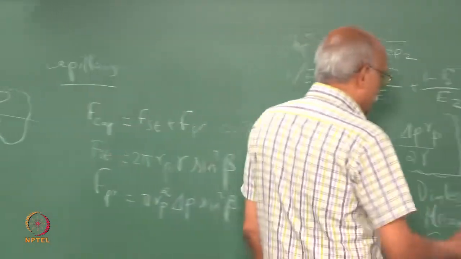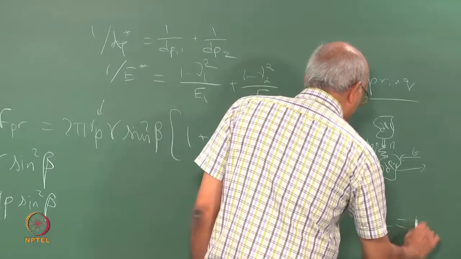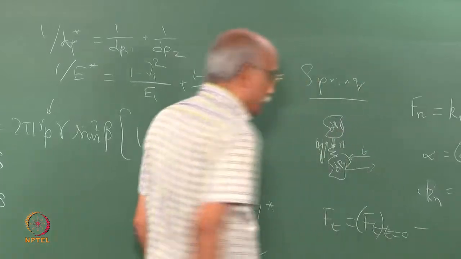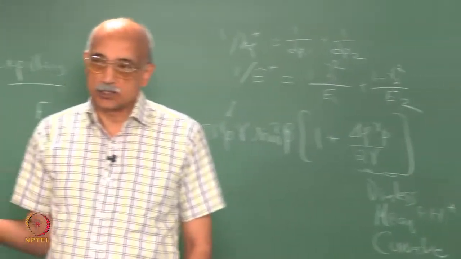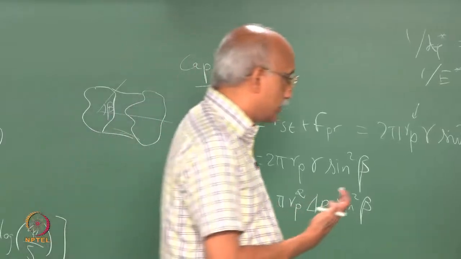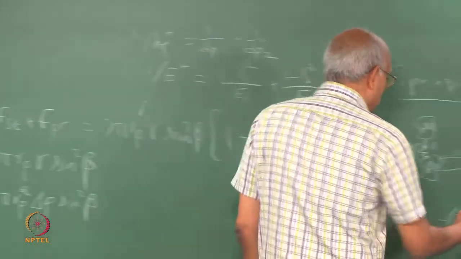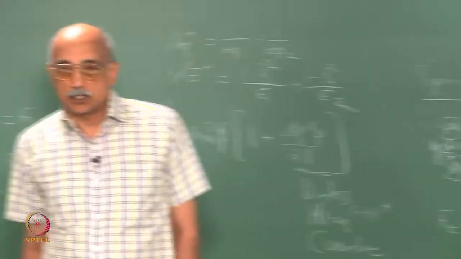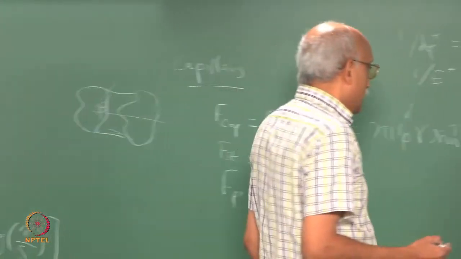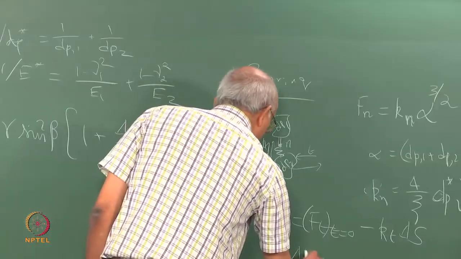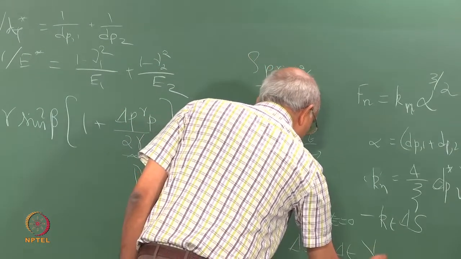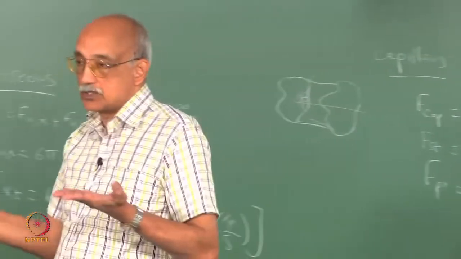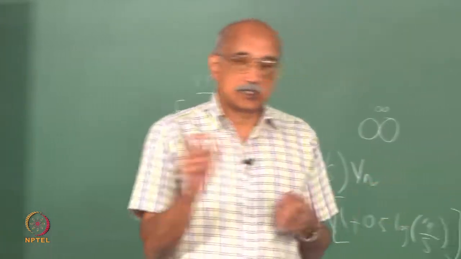In the tangential direction, there is an initial force at time equal to 0, which is a tangential spring force, and that is then reduced by a factor minus kT delta s, where kT is a constant and delta s is the displacement. So, delta s is delta t times Vt, where Vt is the effective or the differential tangential velocity between the two particles, and delta t is the time increment.